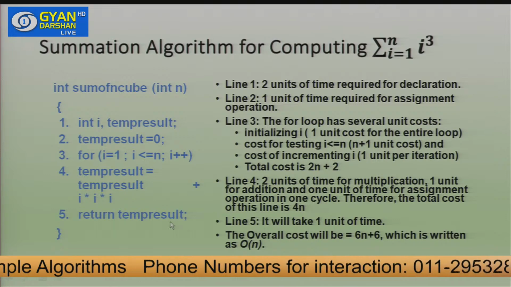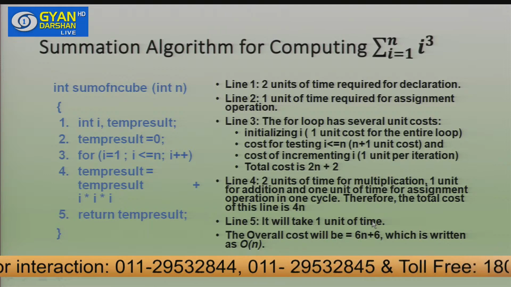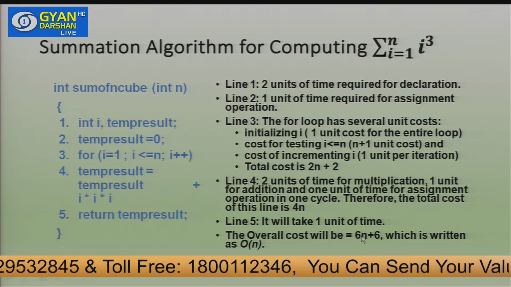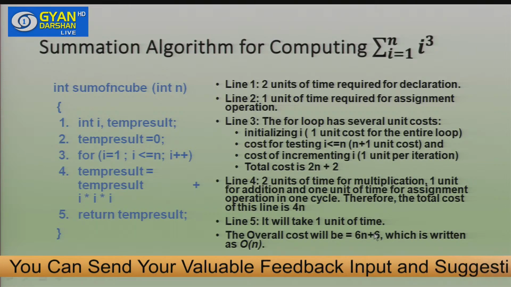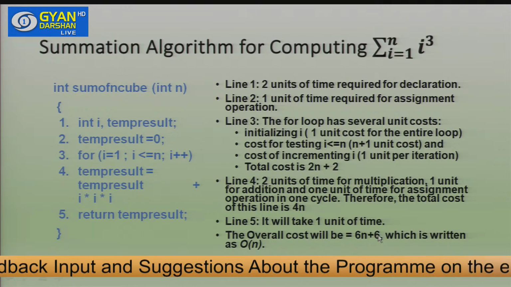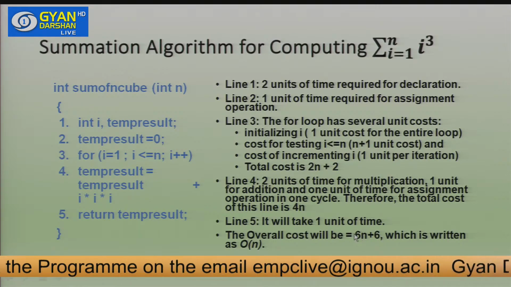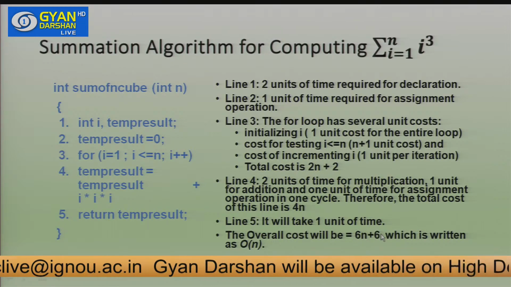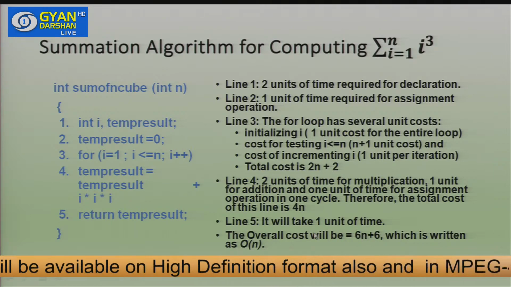Finally, the return statement takes just 1 unit of time and is executed only once. If we add all these values, the overall cost is 6n plus 6. Now, what is this value? It is C g(n) plus some constant. Since C needs to be slightly more than 6, we can say the value of C is going to be 7. You can also find the value of n0, maybe 6 or something like that.